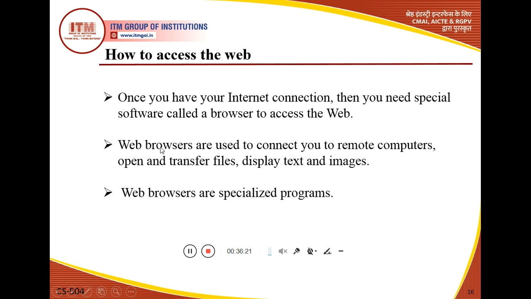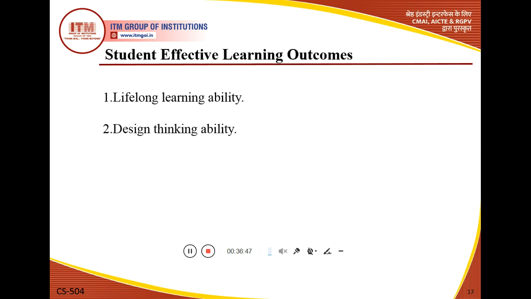So what do we mean by web browser? Generally a web browser is a special type of program, and web browsers are used to connect you to remote computers, open and transfer files, and display text and images. So these are special programs, and with the help of this software we access the web.